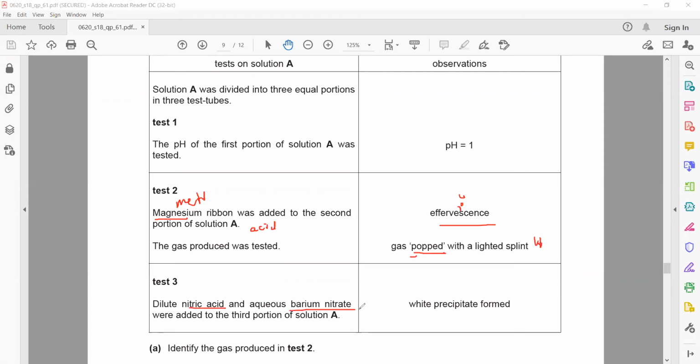Dilute nitric acid followed by barium nitrate, white precipitate. So that is a test for the sulfate ion. If this is giving a positive test, which acid is this? So it is sulfuric acid, because sulfuric acid contains a sulfate ion.